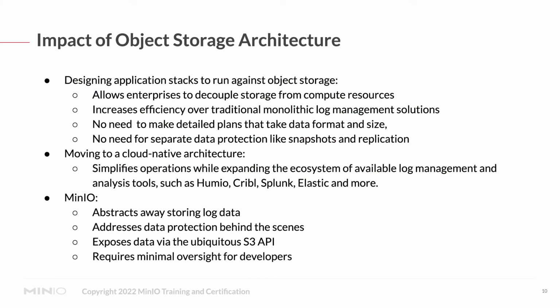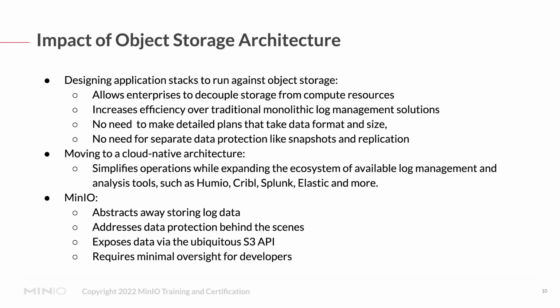Why would we want to save logs in object storage? Well, object storage is a pretty important technology because it allows enterprises to decouple storage from compute. They can now scale separately. This makes storing logs more efficient and also more flexible because object storage such as MinIO can be expanded as needed. There's also no need for separate data protection, like a separate cluster for snapshotting and replication. Object storage such as MinIO can protect the logs where they live. Object storage also provides an HTTP API that enables you to move to a cloud-native architecture. And this simplifies operations while expanding the ecosystem of available log management and analysis tools.